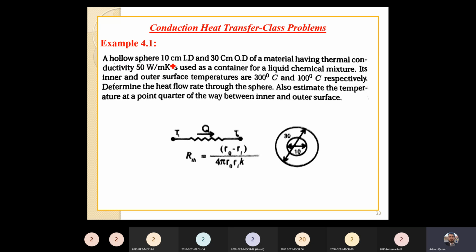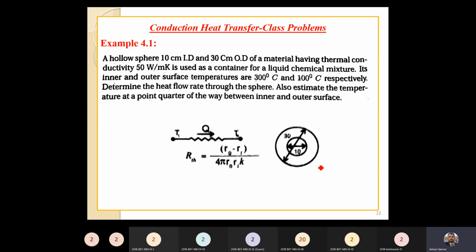The numerical is: a hollow sphere of 10 centimeter inner diameter and 30 centimeter outer diameter, of a material having thermal conductivity 50 W/mK. So you have the inner dia and outer dia and thermal conductivity of the material, and it is used as a container for a liquid chemical mixture. Its inner and outer surface temperatures are maintained at 300 degrees centigrade and 100 degrees centigrade respectively. Determine the heat flow rate through the sphere. Also estimate the temperature at the point quarter way between the inner and outer surface. So quarter way means 1/4.